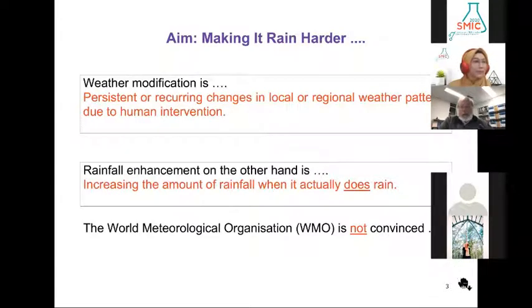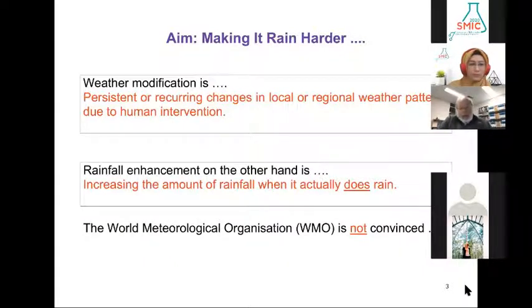So what is the aim of rainfall enhancement? Well, as the name says, it's about making it rain harder. Weather modification, according to the World Meteorological Organization, is persistent and recurring changes in local or regional weather patterns due to human intervention. And rainfall enhancement is essentially increasing the amount of rainfall when it actually does rain.